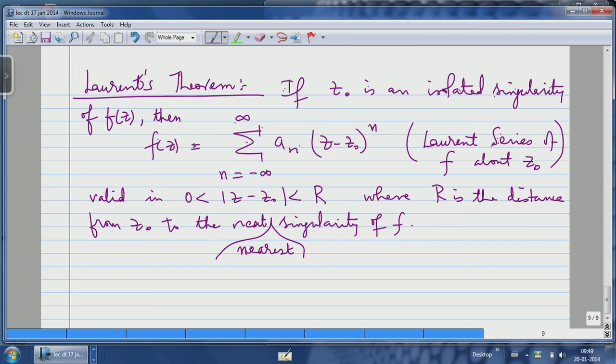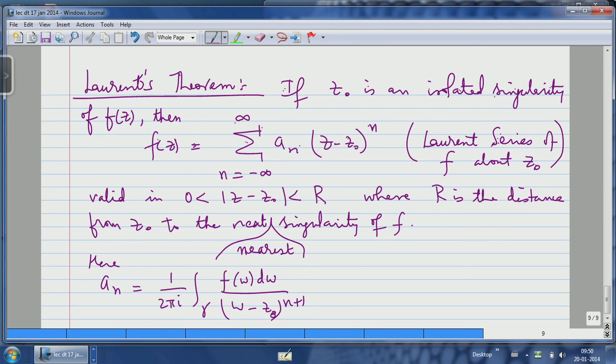So this is Laurent's theorem, and when I write f of z is equal to sigma n equal to minus infinity to infinity a n z minus z naught power n, notice first of all that what this is supposed to mean is that the series on the right converges, and it converges to f. That's what it means. And technically, what are these a n's? The Laurent coefficients. They are given by integrals, where a n is 1 by 2 pi i integral over gamma f of w dw by w minus z naught to the power of n plus 1. These are the values of these a n's.